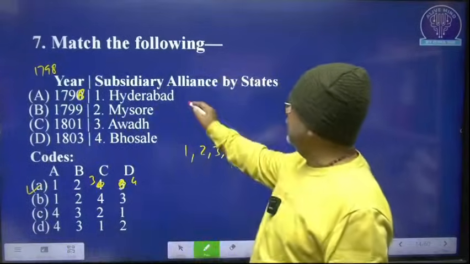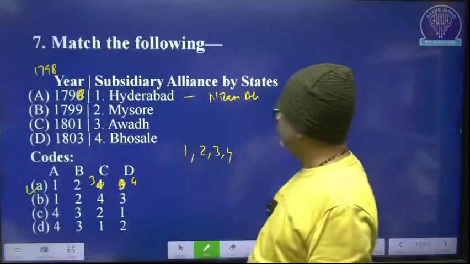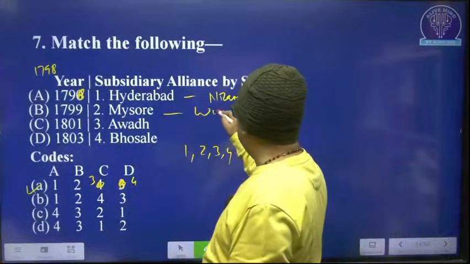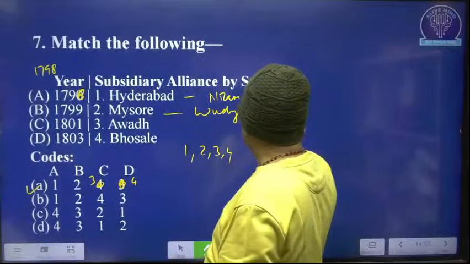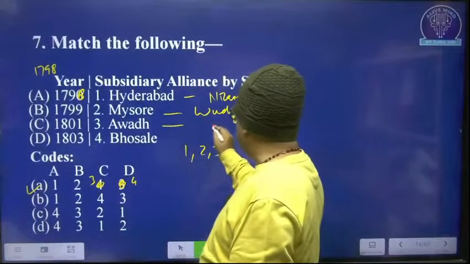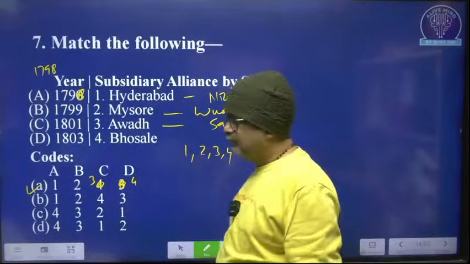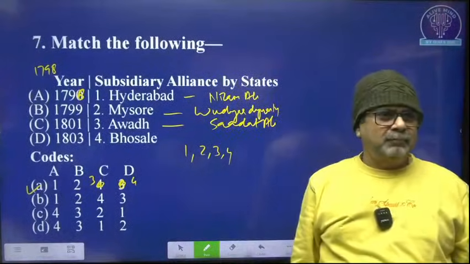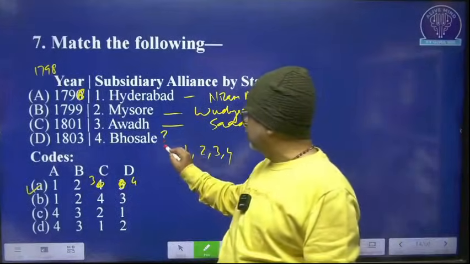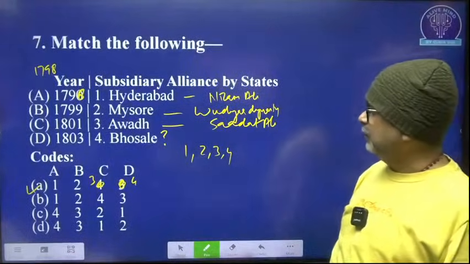Who was the Nizam of Hyderabad? Nizam Ali. Mysore, Wadiyar dynasty. Avadh, Sadat Ali. What you do? You do the questions and find out the name of the Bhosle ruler. So 7th, A. 1, 2, 3, 4.